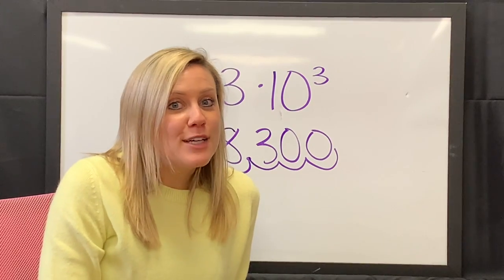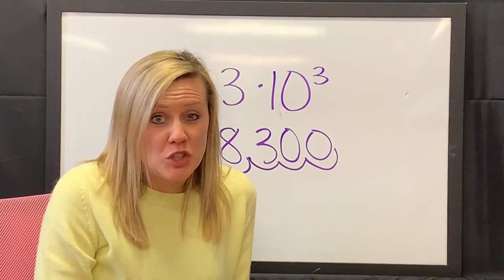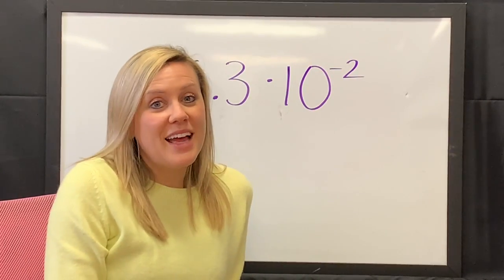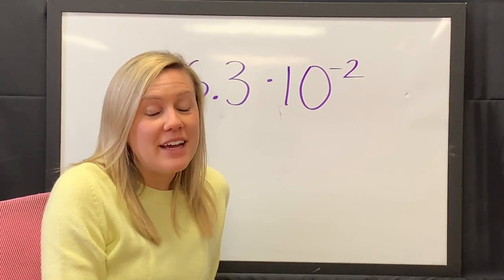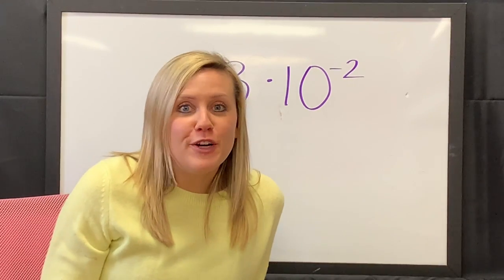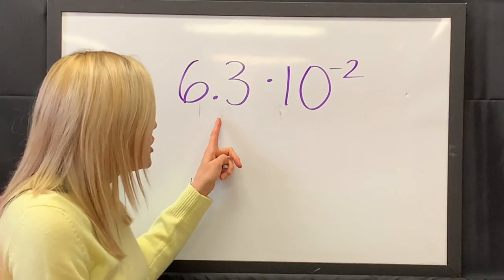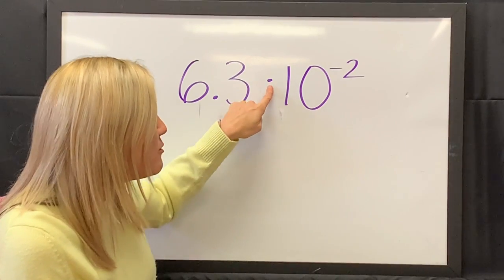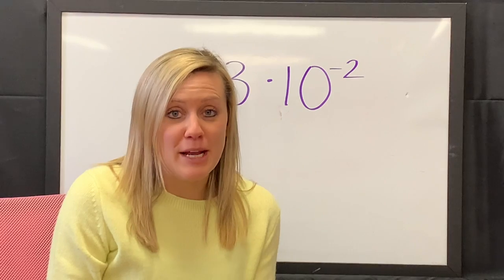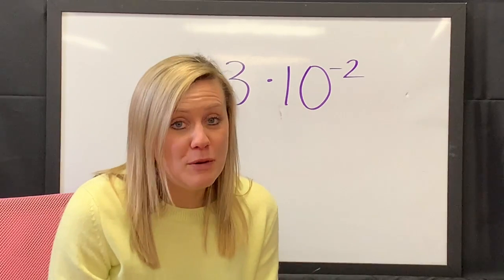Now, every so often, you will see that this exponent up here is not a positive number, it's actually a negative number. Let me show you what I mean. This time, we have the number 6.3 times 10 to the negative 2 power. Okay, so whenever you have a negative exponent, that actually means divide. So we would actually take this number 6.3, and instead of multiplying, we would actually divide it by 10 twice. And whenever you divide a number by 10, you can easily take the decimal and move it 2 spots to the left. That would make our number smaller.